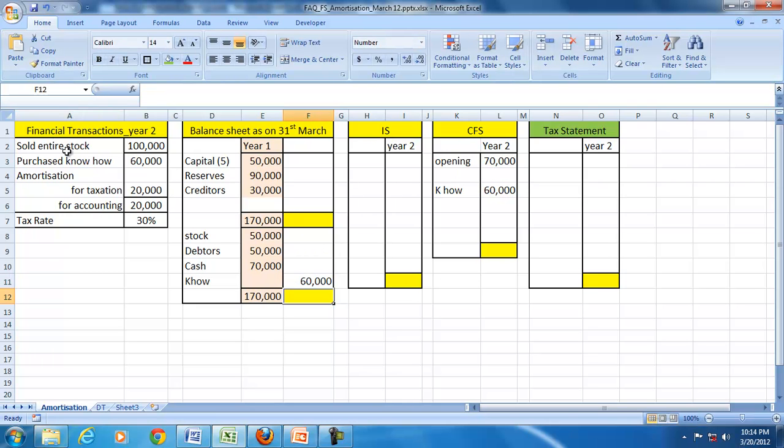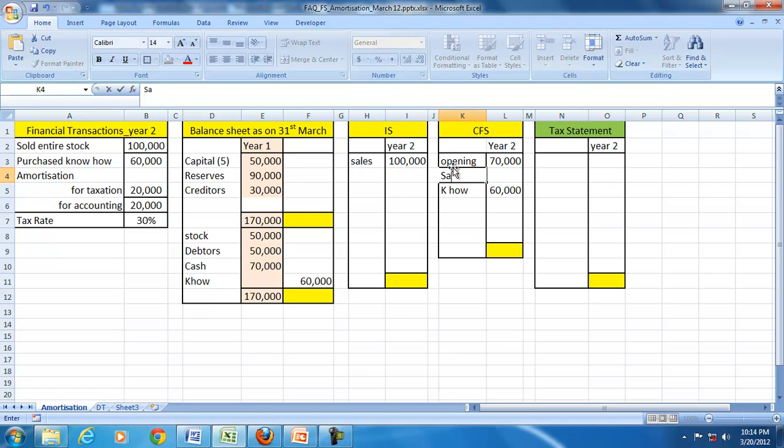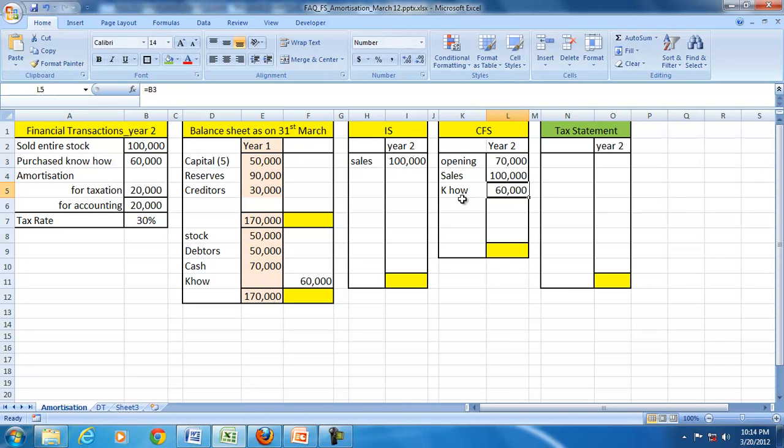And the entire stock is sold, so sales during the period is 100,000. Let us assume that the entire sales is for cash. And whenever there is a sale, there has to be a cost of goods sold, so cost of goods sold becomes an expense. The stock is 50,000 and stock will reduce to the extent of 50,000.